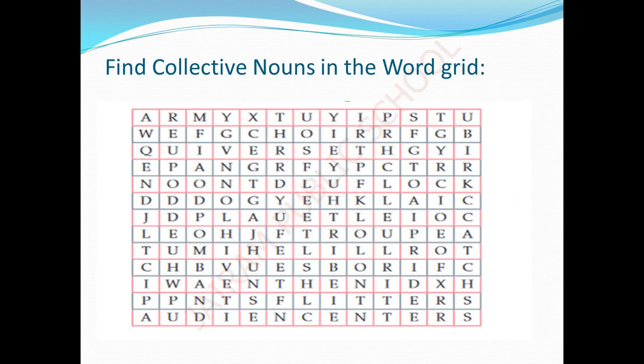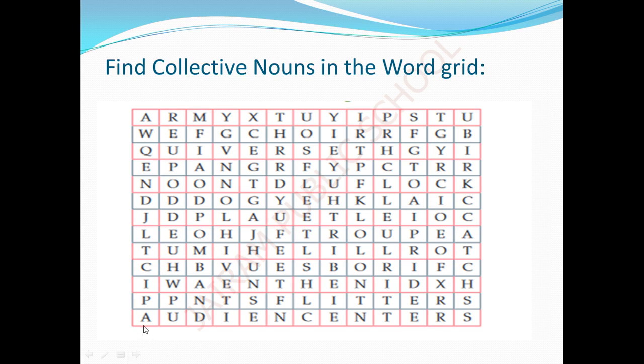Find some collective nouns in the word grid. Just wrap your mind and find your answers, find your collective nouns in the word grid. I hope you will find the very first word in the very first box: army, an army of ants. The next word is, I hope the arrow will help you, flock, F-L-O-C-K, flock.